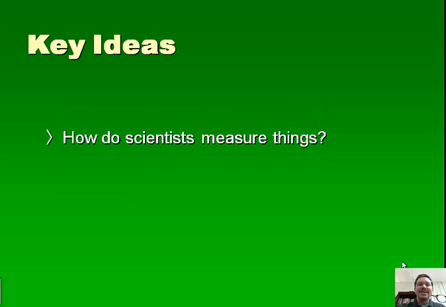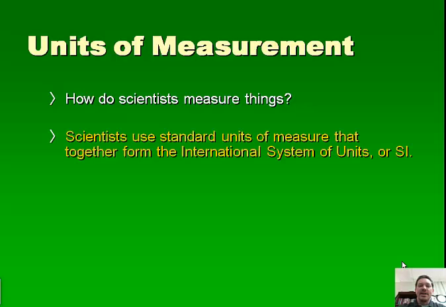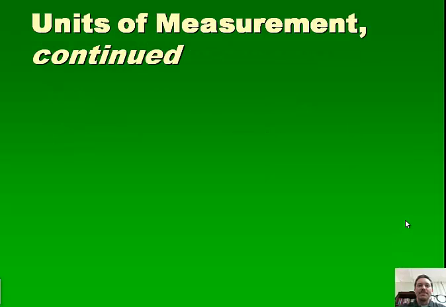Our key idea is how do scientists measure things, and then how do they also convert from this unit of measurement to that unit of measurement. So how do scientists measure things? Scientists use standard units of measure that together form the International System of Units, or the SI system, sometimes referred to as the metric system.